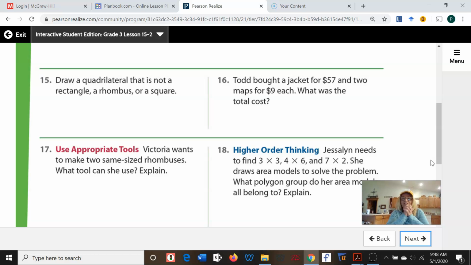All right, we get to number 16, and on number 16, we're working with a money problem. Todd bought a jacket for $57, and he bought 2 maps for $9 each. What was the total cost? Okay, is that a one-step problem or is that a two-step problem? You have to think, okay, he's got his jacket for $57, but he bought 2 maps for $9. What was Todd's total cost?